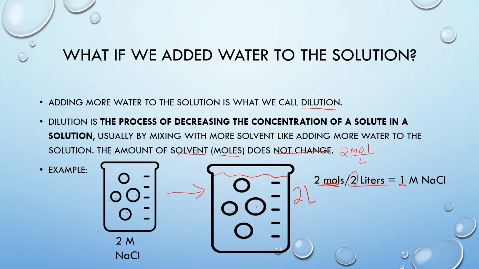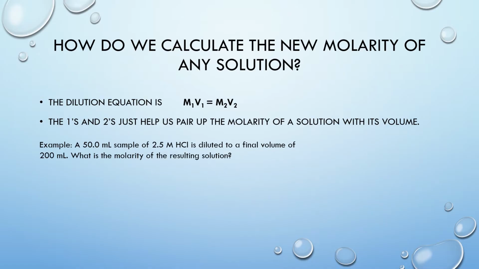So doubling the volume cuts the molarity in half. If we take our original solution, we don't add any more chemical, we only add water. We're only changing the volume of it, not the actual moles of solute. So it's going to dilute it and make it a lower concentration.